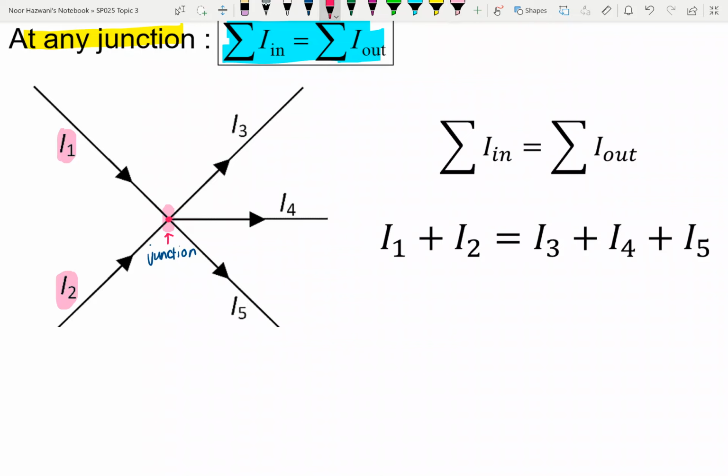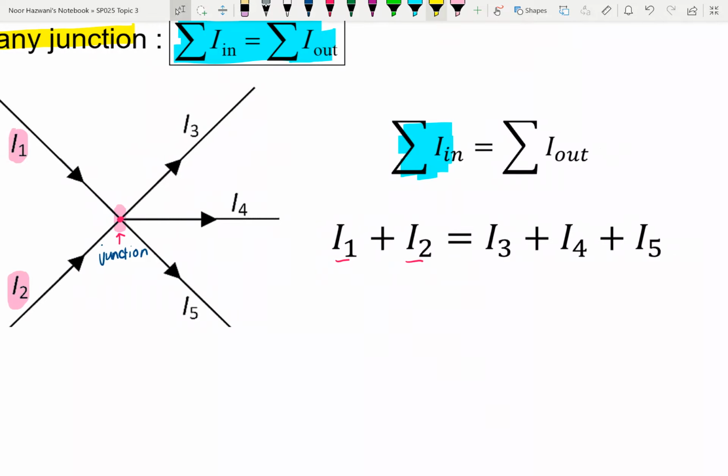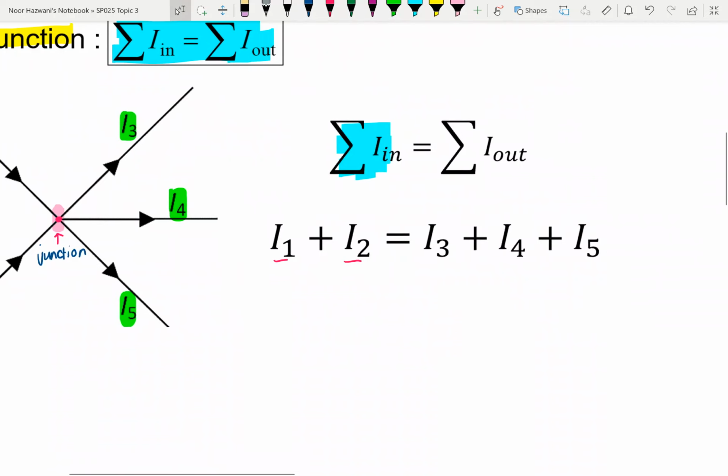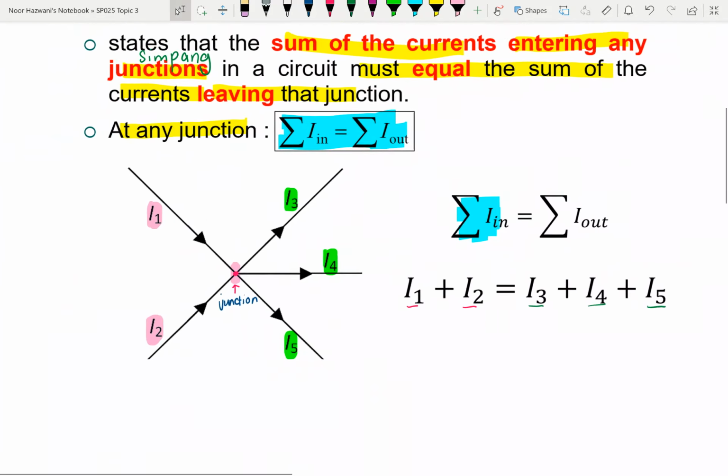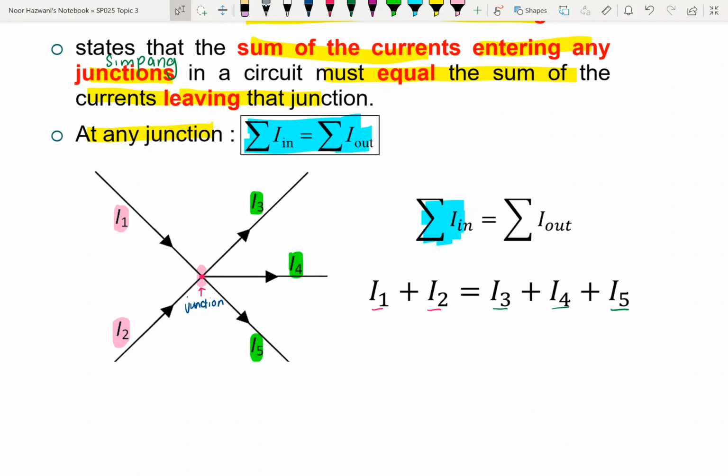So kita tulis kat sini, summation of I in adalah sama dengan I1 plus I2. Kita total up kan, current yang masuk the junction, and current yang leave the junction adalah kita ada dekat sini I3, I4 and I5. So kita tambahkan lah I3, I4 dan I5. Itu maksud dia, kita apply the first rule ataupun junction rule.